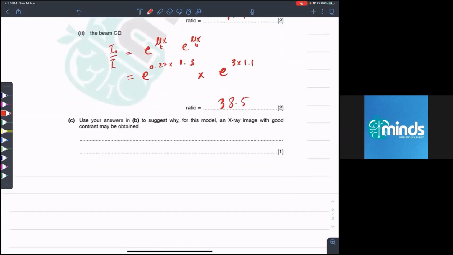Okay, use your answers in B to suggest why this model and X-ray image with good contrast may be obtained. Now remember how to increase the contrast. Contrast is good when one is absorbing X-rays a lot and the nearby region is not able to absorb the X-ray. Anas, remember this point. Yes, sir. So contrast means how easily you can distinguish bone from tissue.